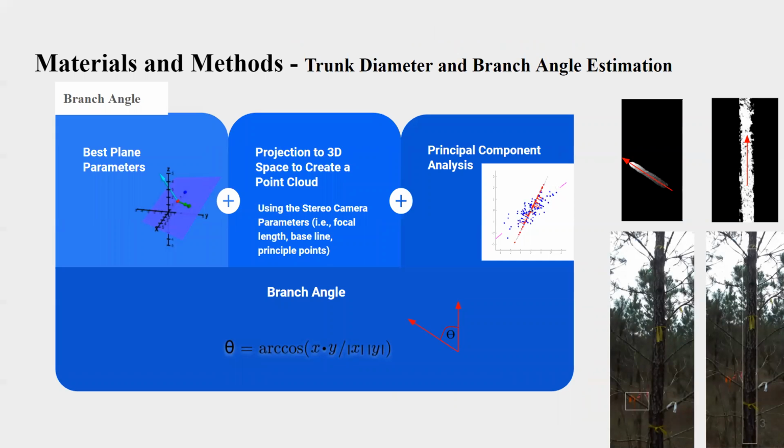After finding the best plane parameters using the patch match algorithm, to find the branch angles, the pixels of the branches and the trunk in a stereo image pair were projected back into 3D space using the stereo camera parameters such as focal length. And a 3D point cloud for the branches and the trunk was created with respect to the derived disparities from the algorithm. Subsequently, principal component analysis was performed on the 3D point cloud of each branch, and the major axis was considered as the orientation. Using the unit vectors, the angle is measured by the shown formula.